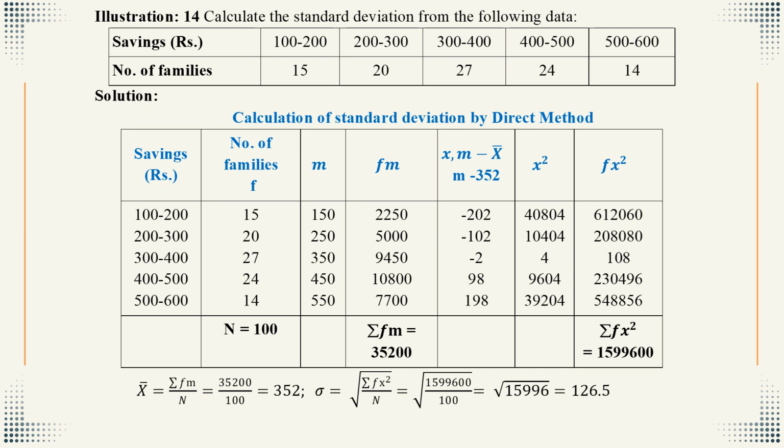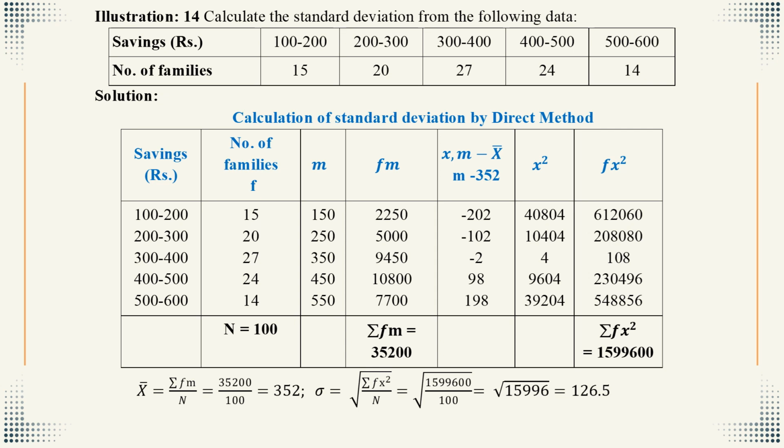In this case the direct method has been applied. So the arithmetic mean should be calculated. For that you have to calculate the FM. F is 15. 15 into 150, 2250. 20 into 250, 5000. 27 into 350, 9450. 24 into 450, 10,800. 14 into 550, 7,700. Like that you have to calculate. The total of that should be calculated. That seems to be 35,200.